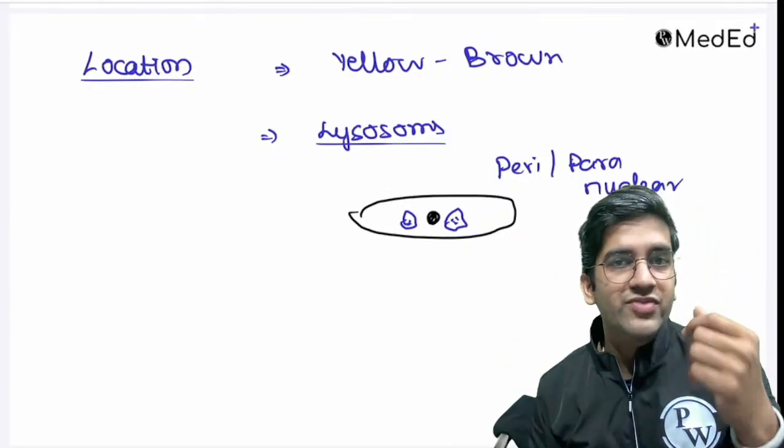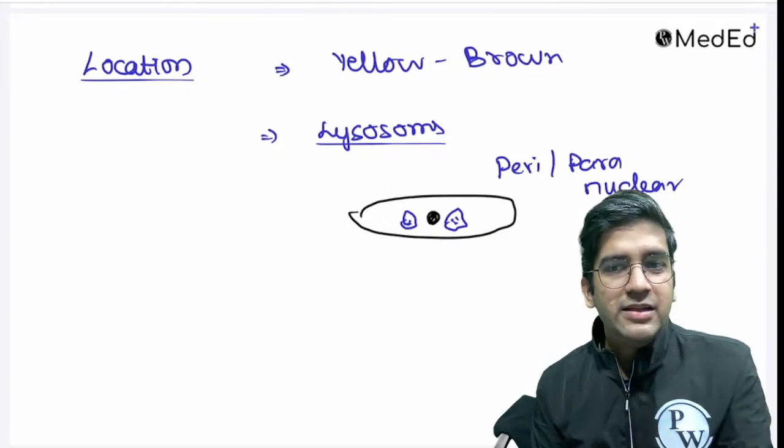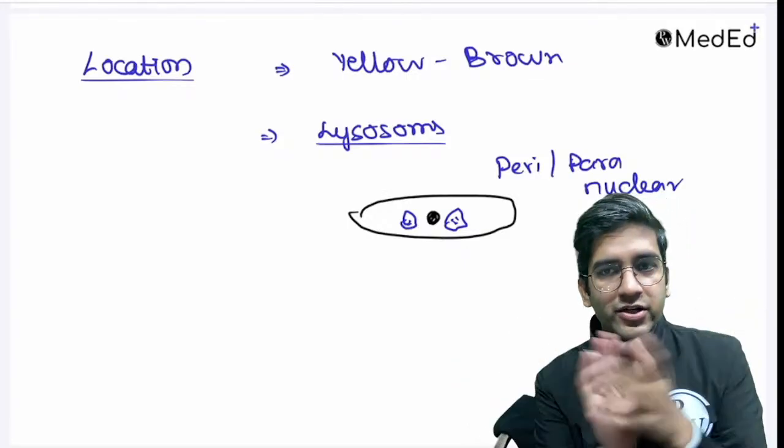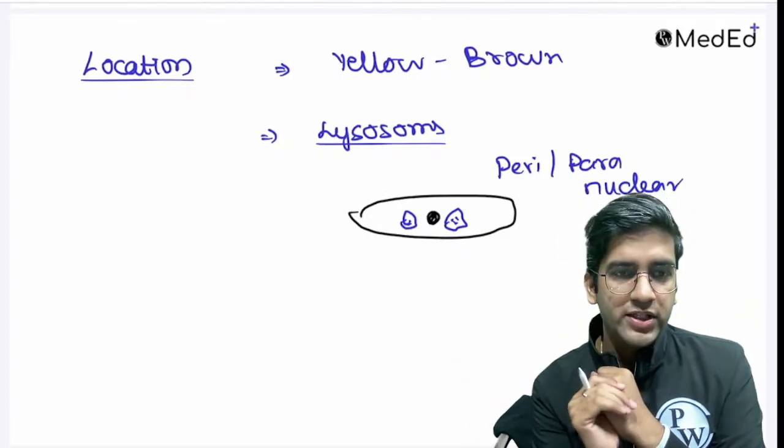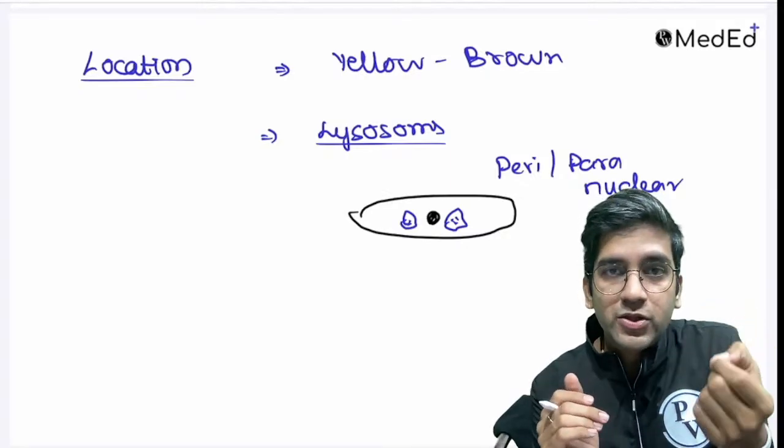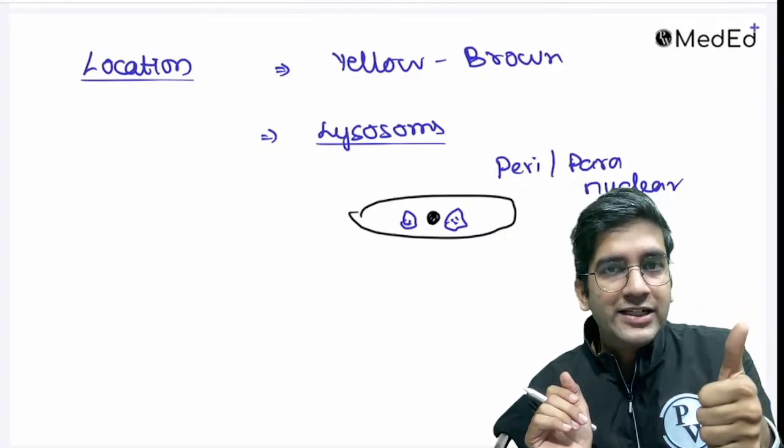The location of lipofuscin is very, very important for me. It's there in the peri and paranuclear place, around here, fine. Most of the time it's close to the nucleus. That's the location of lipofuscin. That gives me a clue that I'm dealing with lipofuscin. It's a wear and tear pigment.